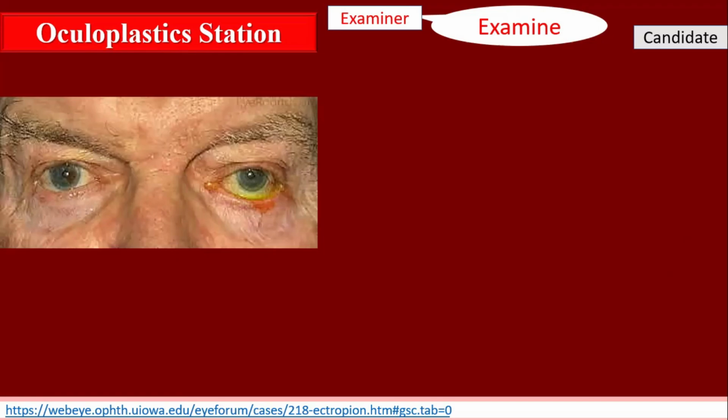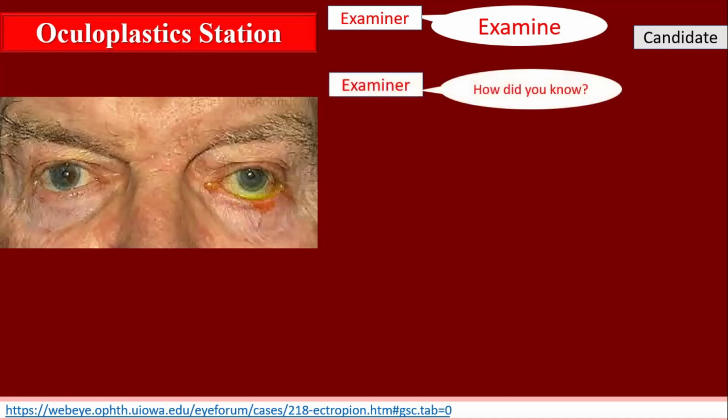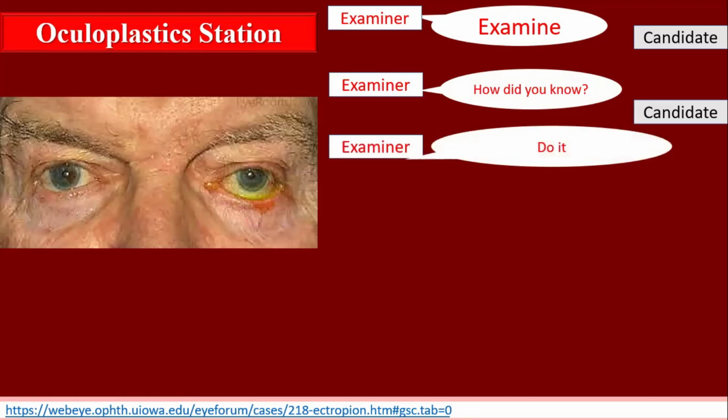Examine, please. Okay, sir. By inspection, I notice an apparent proptosis on the left side here. How did you know? Because the palpebral fissure here is wider, and one of the indirect signs of proptosis is a higher vertical fissure. But of course, I need to do Navziger view or worm's view to confirm. Then do it.